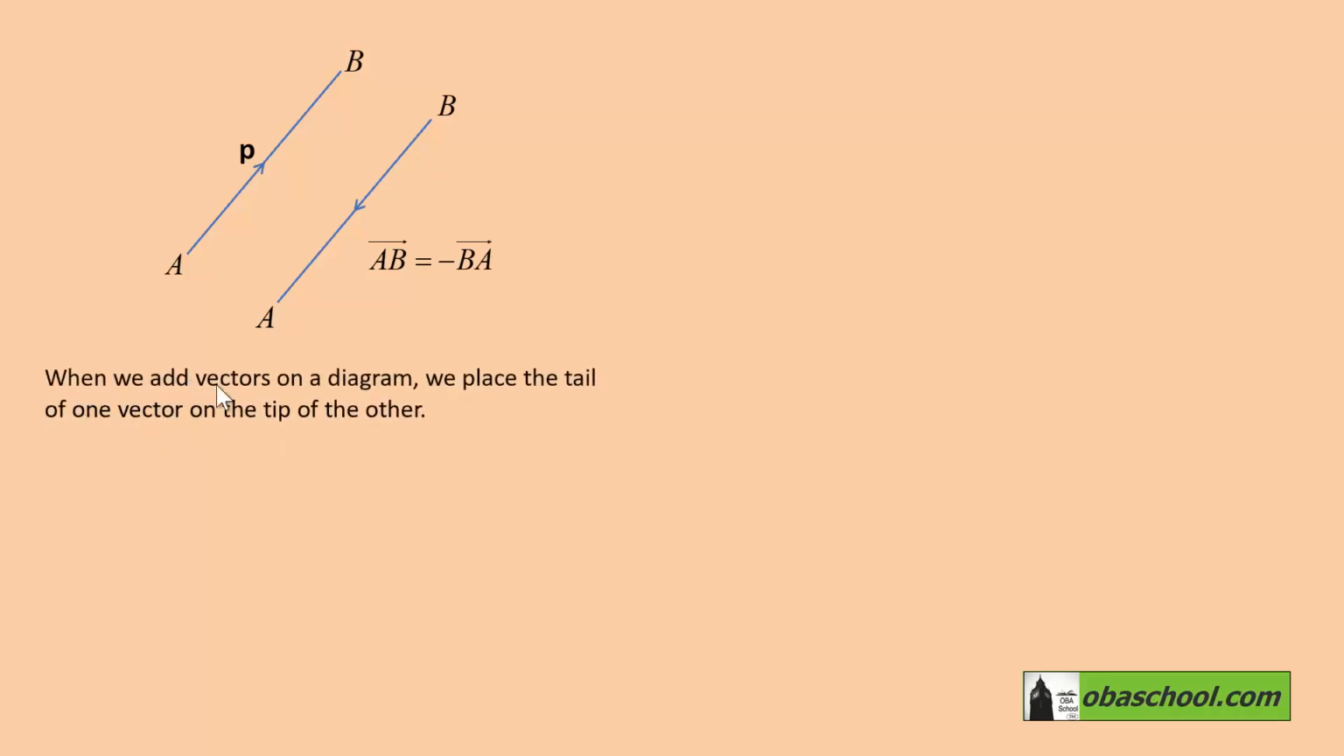When we add vectors on a diagram, we place the tail of one vector on the tip of the other. What do I mean by that? Let's suppose we have this vector here, and we add another vector q. This is the tip of the first vector, and we can tell that because the arrow goes this way, whereas this is the tail of the vector q. The third side of that triangle is the vector p plus q.